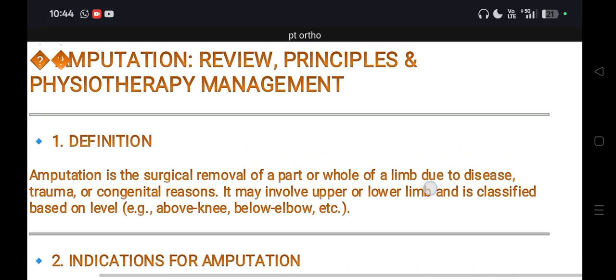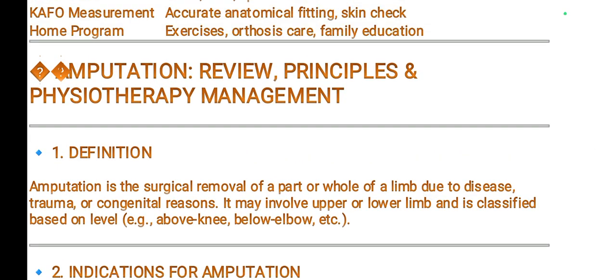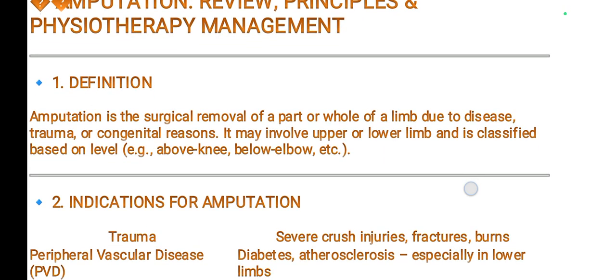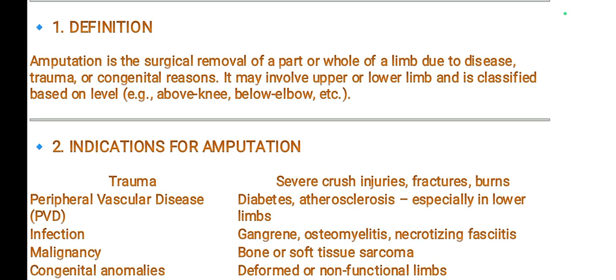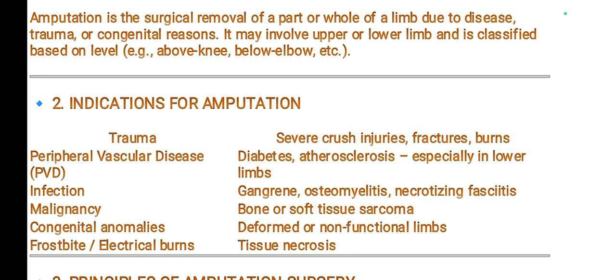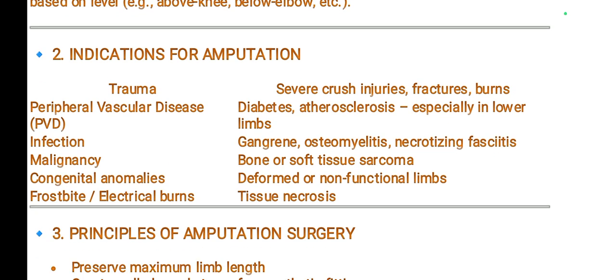In today's topic, we are going to discuss amputation, its principles and physiotherapy management. So what is amputation? Amputation is the surgical removal of a part or whole of a limb due to disease or trauma or congenital reason. It may involve the upper or lower limb and is classified based on level, for example above knee, below knee, etc.